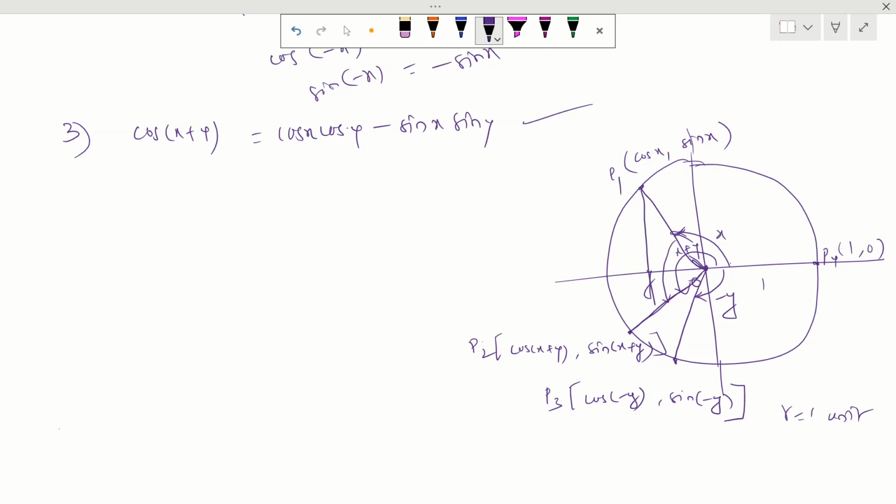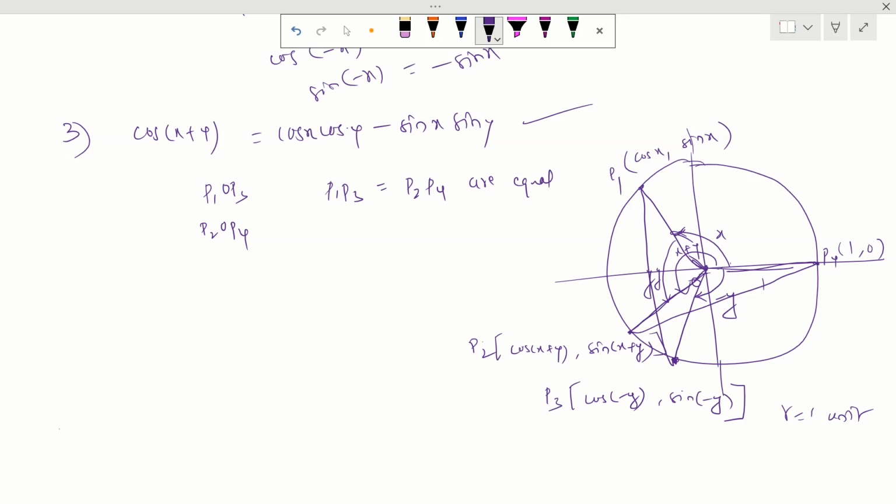Now if we join P1 and P3, and also join P2 and P4, we get two triangles: P1 O P3 and P2 O P4. These two triangles are equal, so P1P3 is equal to P2P4.